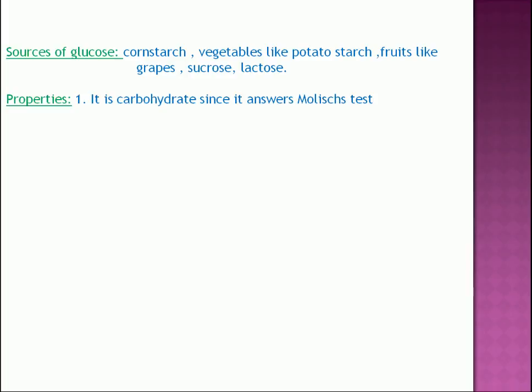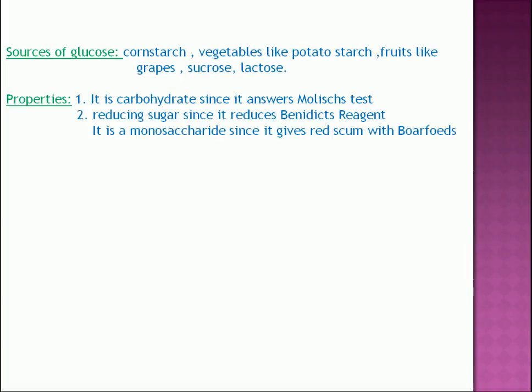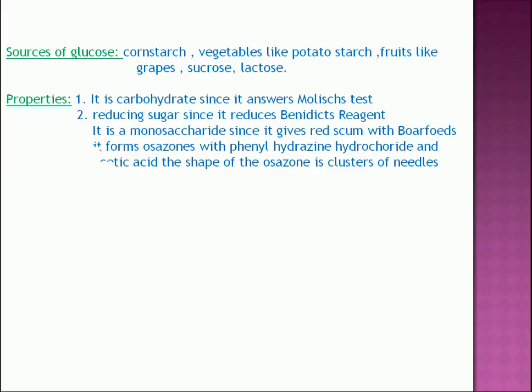Properties: it is a carbohydrate since it answers Molisch's test. It is a reducing sugar since it reduces Benedict's reagent and Fehling's reagent. It is a monosaccharide since it gives a red color with Barfoed's reagent. It forms osazones with phenylhydrazine hydrochloride and acetic acid. The shape of the osazone is clusters of needles.